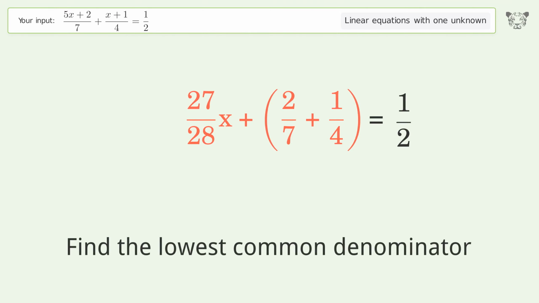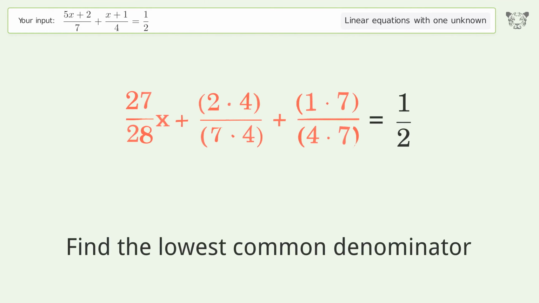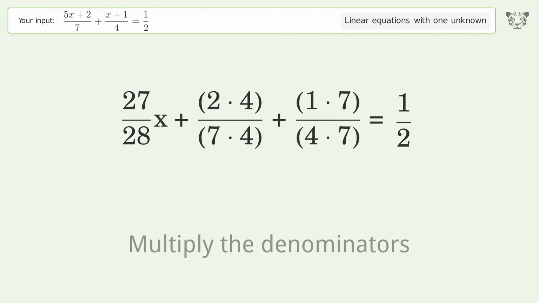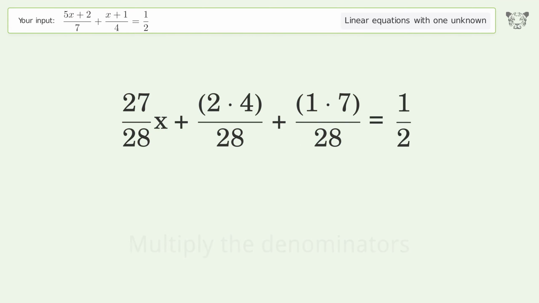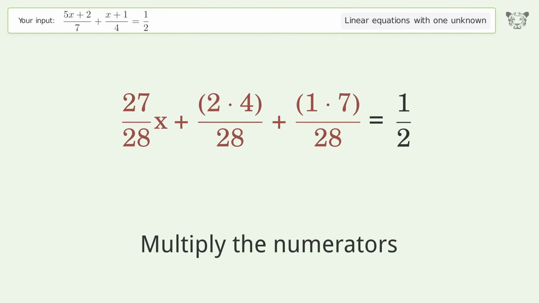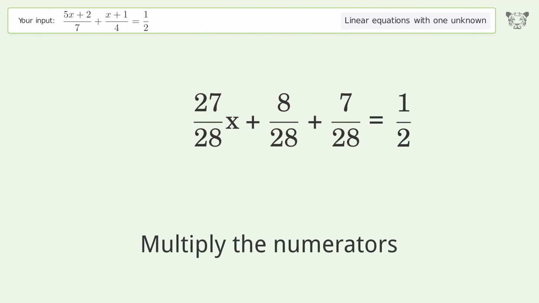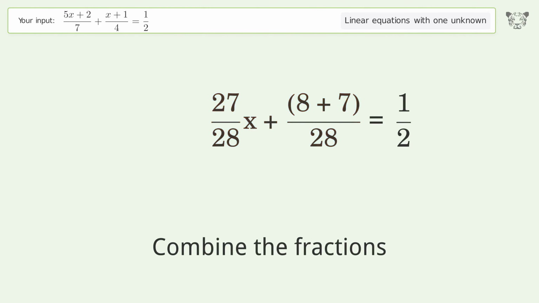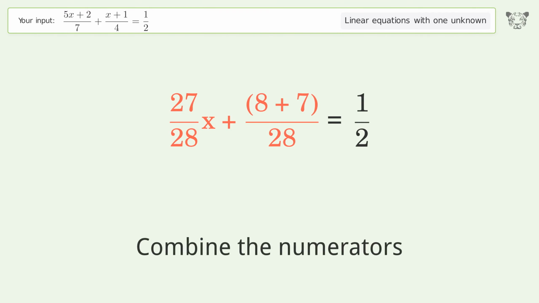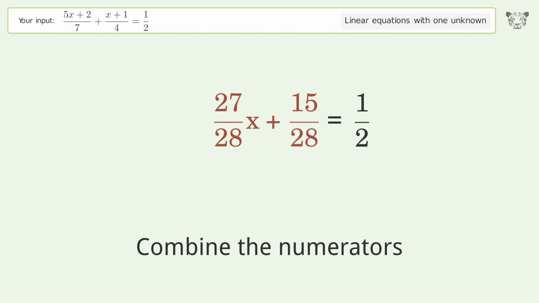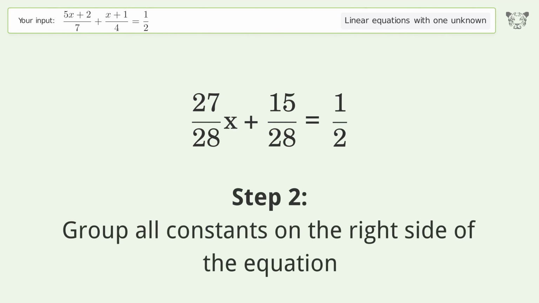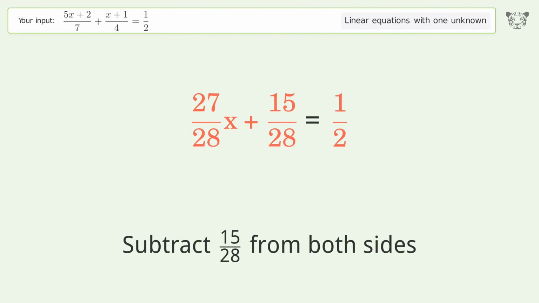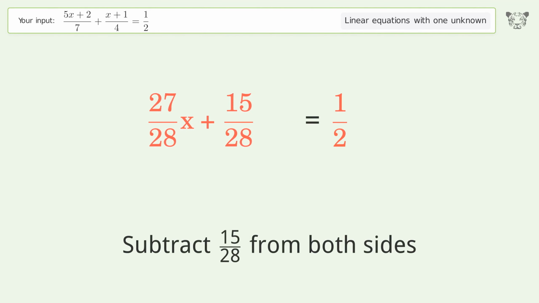Find the lowest common denominator. Multiply the denominators. Multiply the numerators. Combine the fractions. Combine the numerators. Group all constants on the right side of the equation. Subtract 15/28 from both sides.